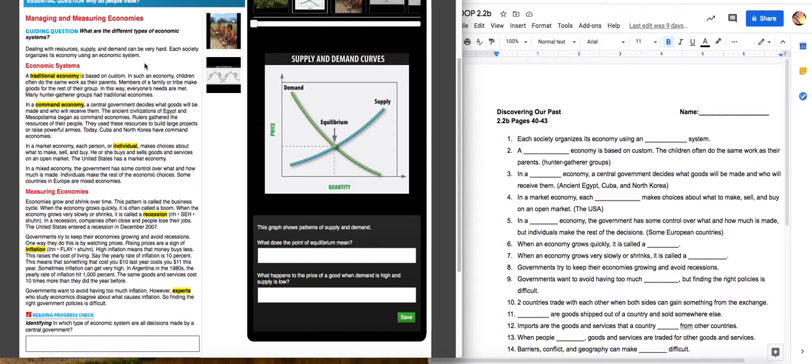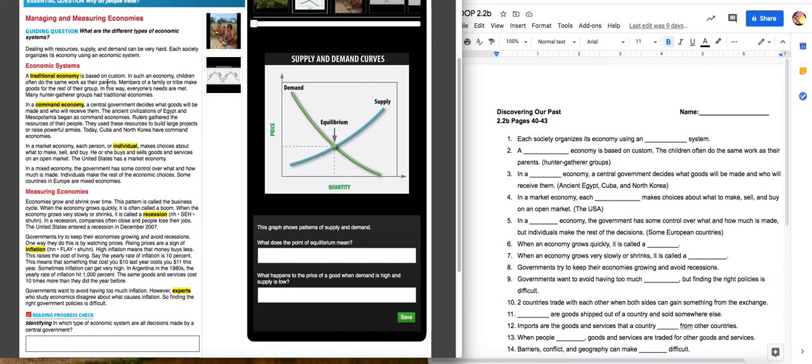If you have your book in front of you, great. It says, dealing with resources, supply and demand can be very hard. Each society organizes its economy using a different economic system. And we're going to start to go through that, but guys, you already got number 1 filled in from this sentence right here. Okay? Now we'll go into them.